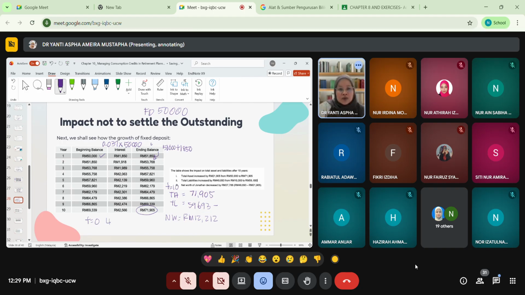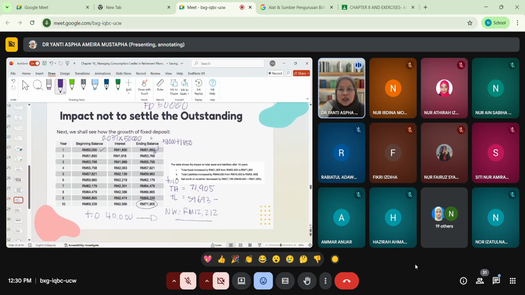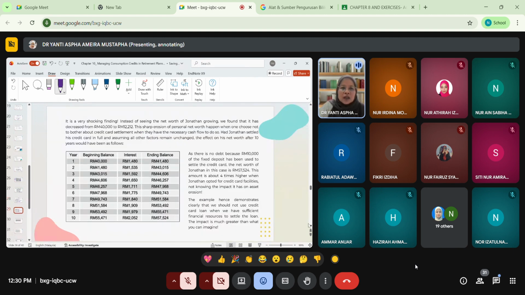Notice at T equals to 0, what was the net worth? Okay, the net worth was 40,000. Now, because they refuse to pay the interest or they refuse to bayar the credit card, the net worth has now reduced to 12,212. Banyaklah dia reduce. So therefore, net worth of Jonathan decreased by 27,000 in a period of 10 years. So what should we advise him?